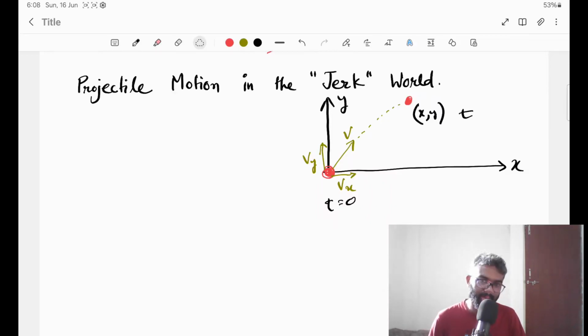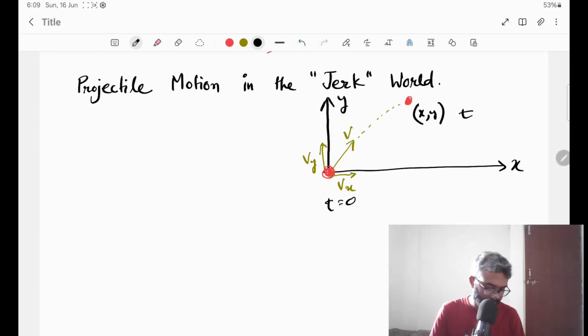Okay, so we can actually find out the trajectory of any object in this jerk world. First of all, you need to understand that projectile motion in our normal Newtonian world looks like a very smooth, parabolic curve. But will it be true in this jerk world? Let's try to find out. Let's try to derive the equations.